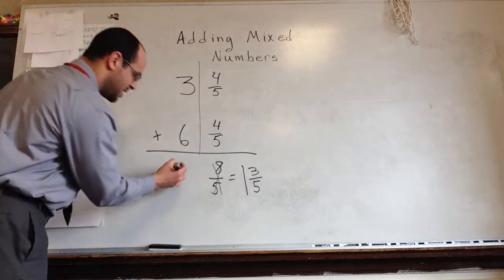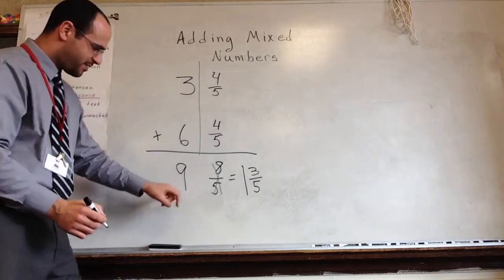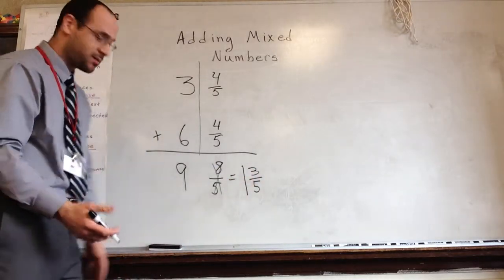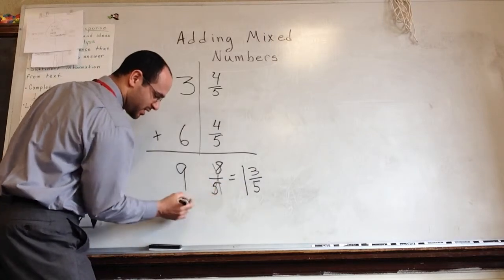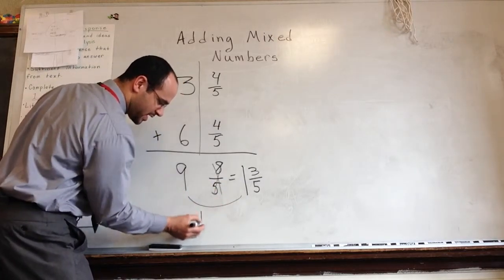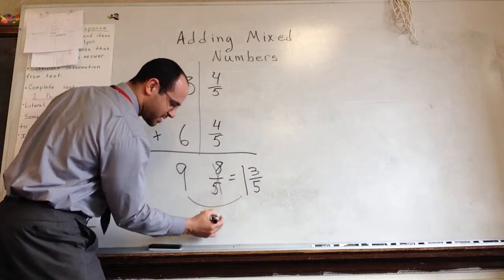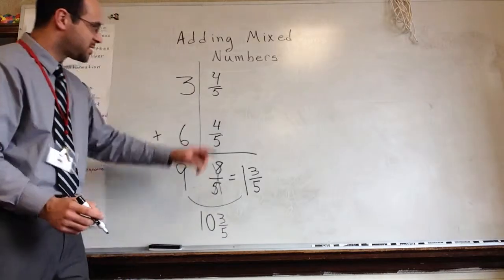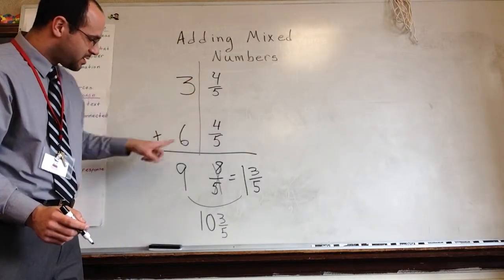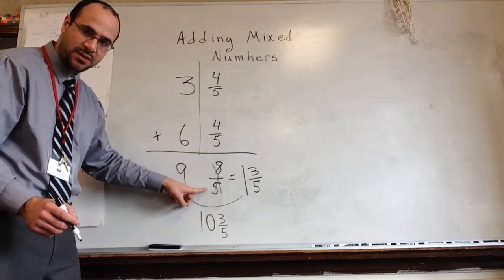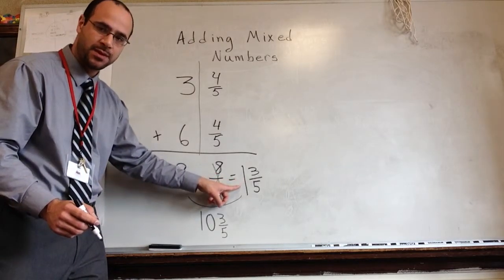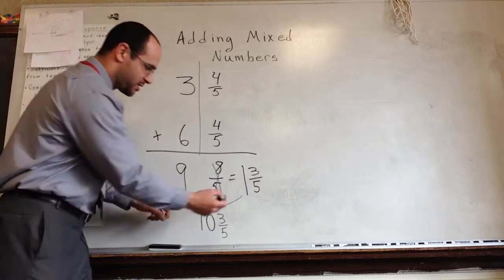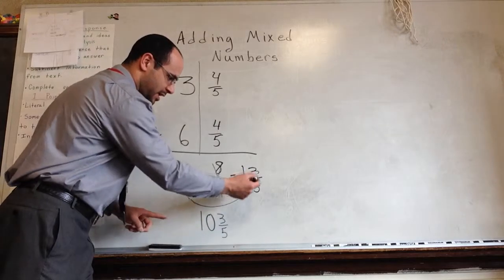3 plus 6 is 9. Now, I have 9 here, and I have 1 and 3/5 here. So what I have to do now is combine them. So my answer is actually going to be, let me bring my whole numbers together, which will be 10. And I have my fraction together now, 3/5. Alright? So what I did was, I took my fractions first. They came out to 8/5. I converted that into a mixed number. Then I did my whole numbers, which came out to 9. And then I just combined my whole numbers, and I have my fraction.